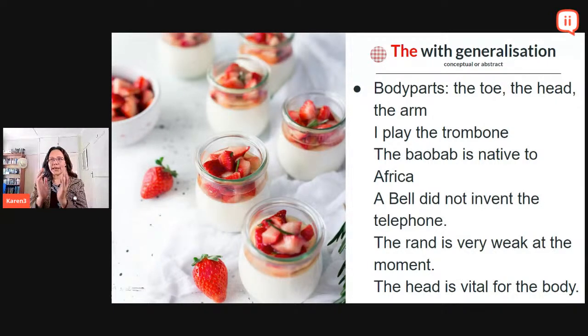Five. Okay, that makes it specific. But when you're talking about the currency as a whole, as a generalization, you're talking about the rand, the euro, the dollar. Okay, then specific, not my head, but the head. Okay, the head generally is vital for the body. I've never seen a headless person. So there we go.